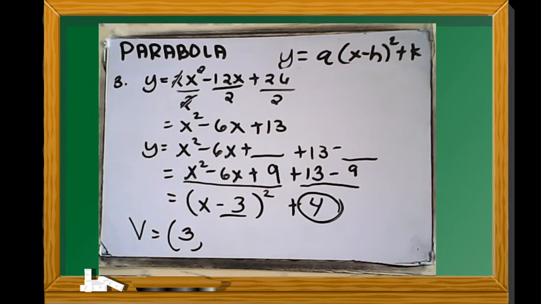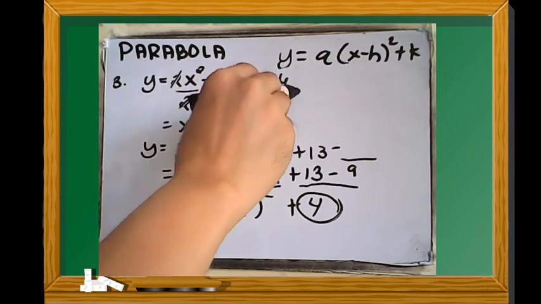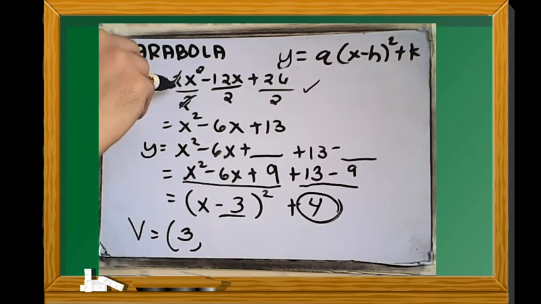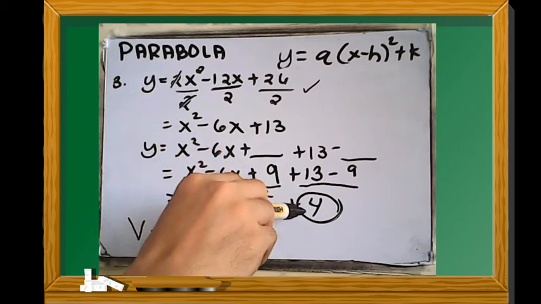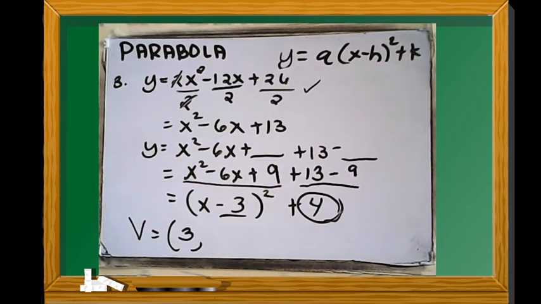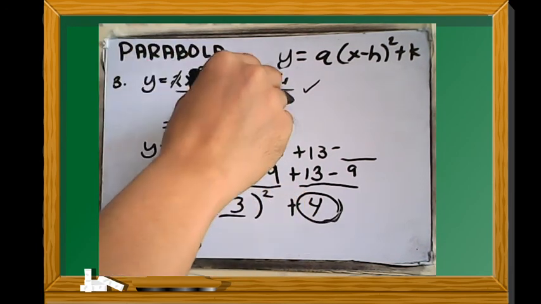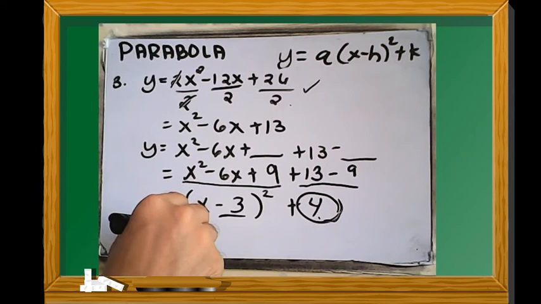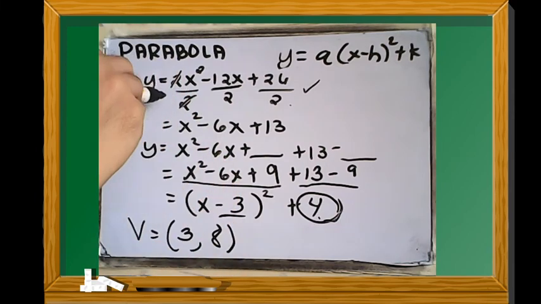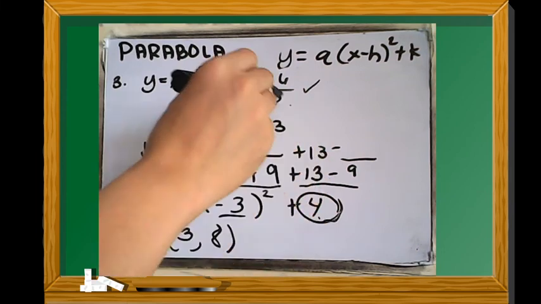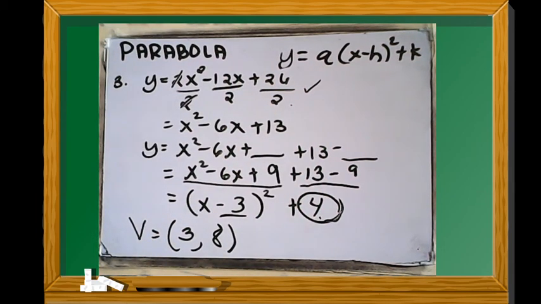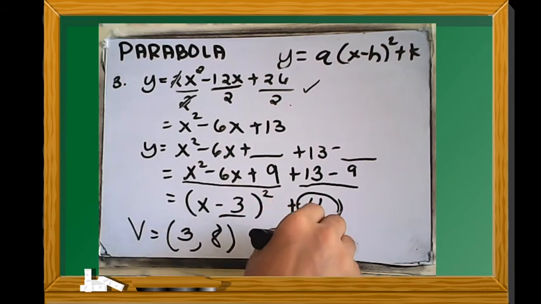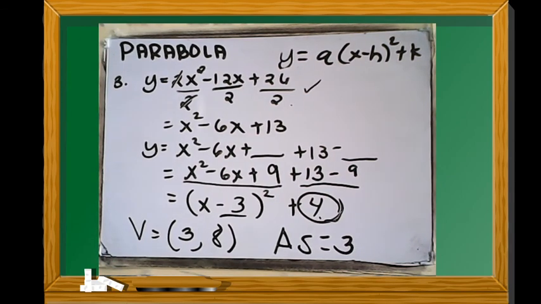But in this case, this is not simply 4. Because on the first step, we divided all terms by the coefficient of the term with exponent 2. So instead of simply writing 4, we will multiply it by dito sa dinivide natin kanina. So 4 multiplied by 2 is 8. So that will be our k. So kung nag-divide tayo dito kanina, i-multiply natin yung sagot natin sa k dito. So the vertex is 3 and 8. And then the axis of symmetry is positive 3.